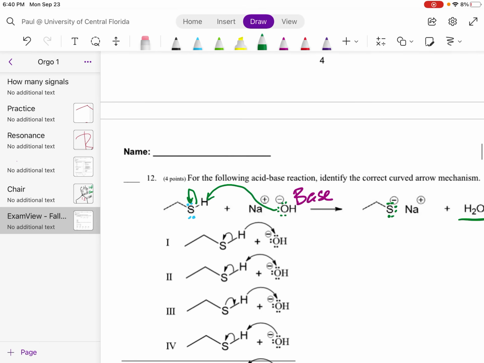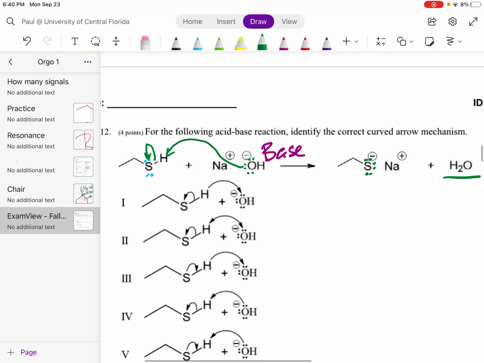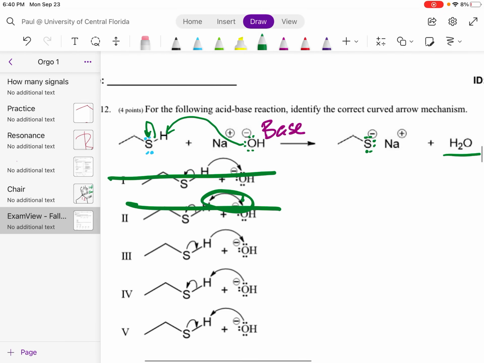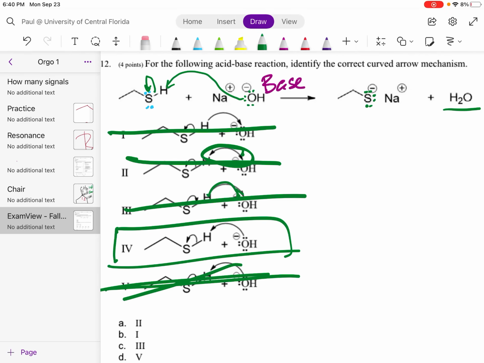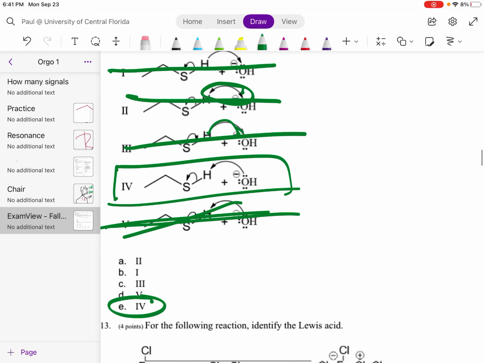I have not even looked at the answer choices. I don't do that. And we see, so this one's wrong. That one's wrong because of that double-headed arrow right there. That's just, nope. Hydrogens never get drawn going somewhere. And so that one matches what I just drew up top. That one does not. So E.